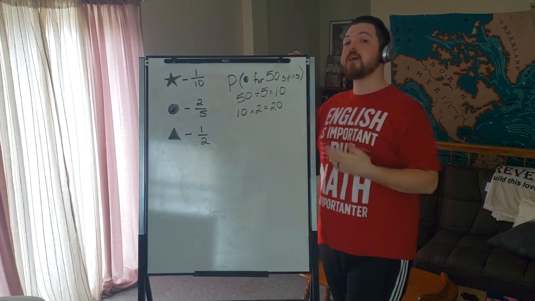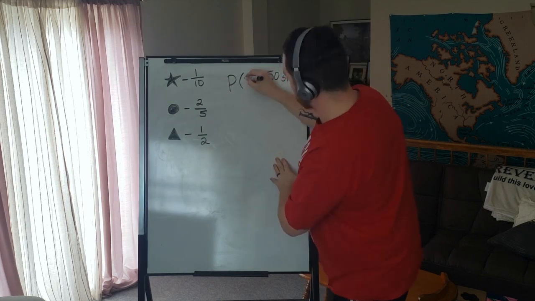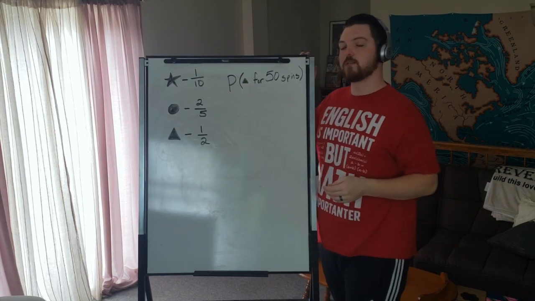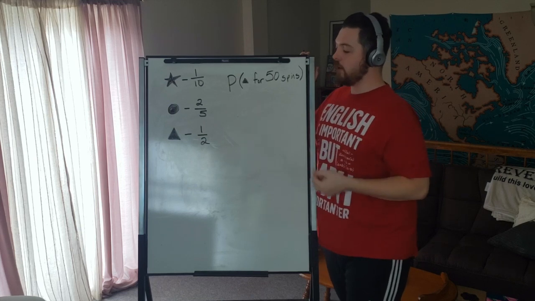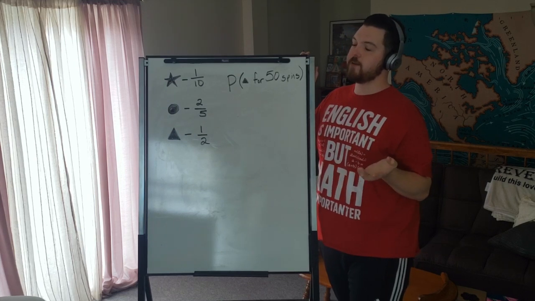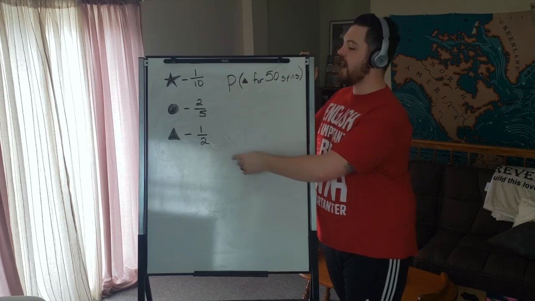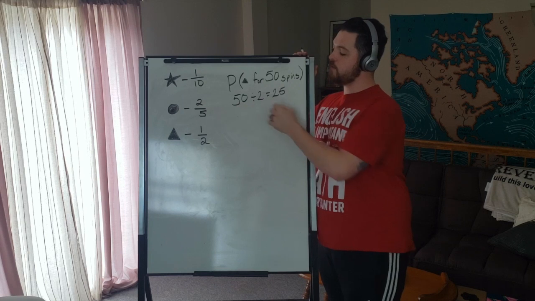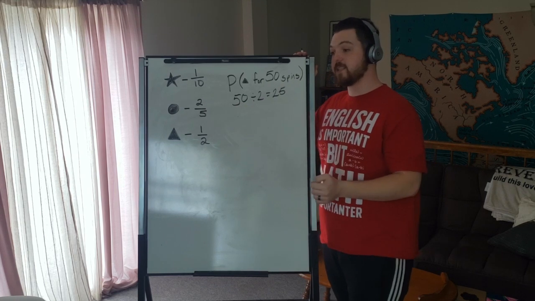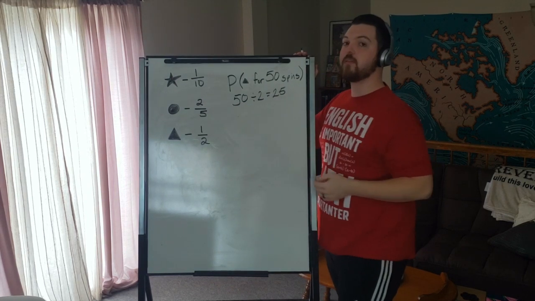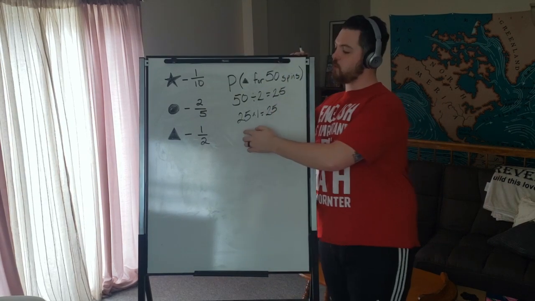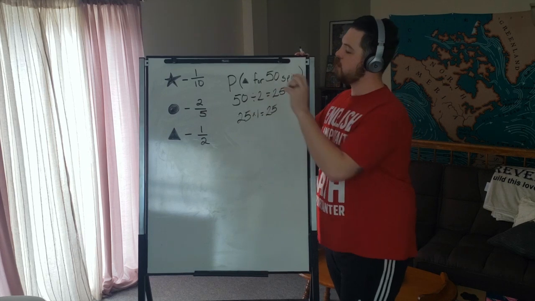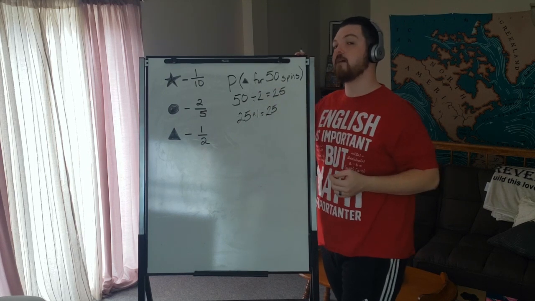Now let's do the same thing, but this time use a triangle. So I want to know, what's my probability for landing on a triangle for 50 spins? If I know that I'll land on the triangle half the time, I might already know the answer. But let's think about this. I need to divide 50 by 2. So if 2 goes into 50 25 times, my last step is multiply 25 by the numerator. 25 times 1 gives me 25. So my probability for landing on a triangle in 50 spins is 25 times.